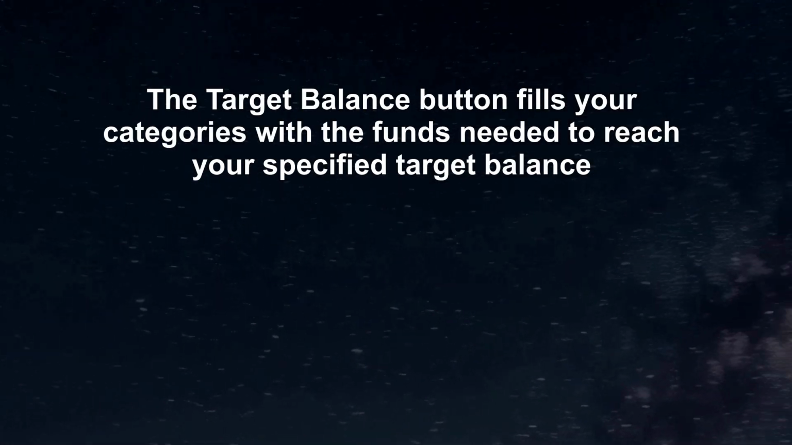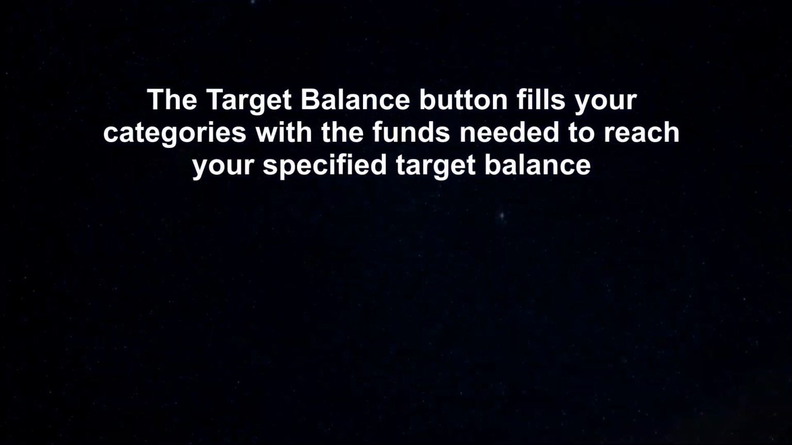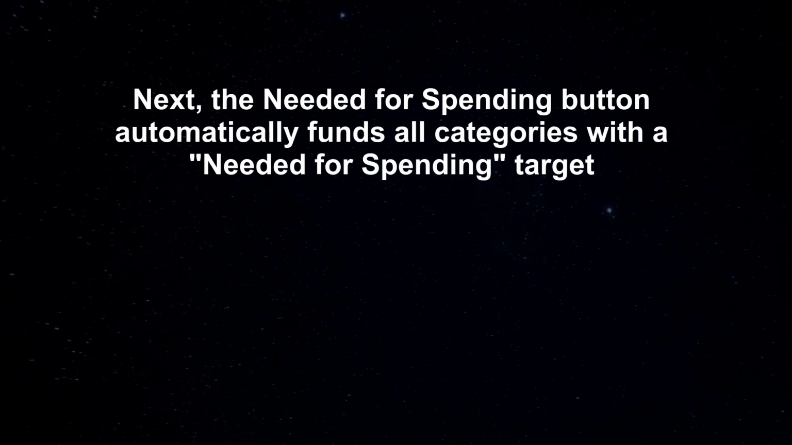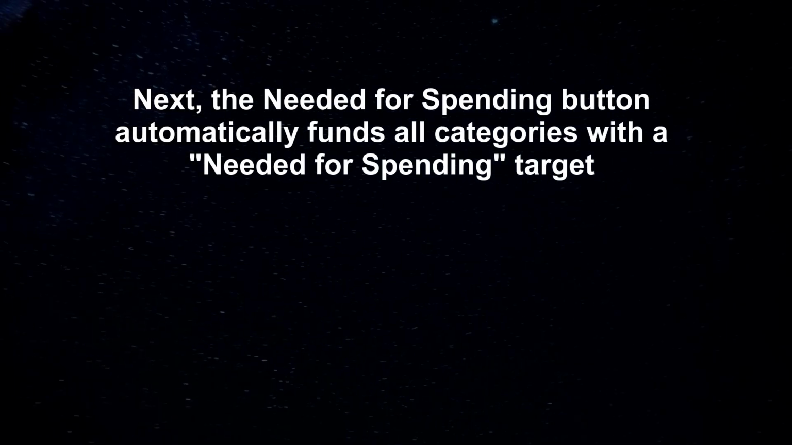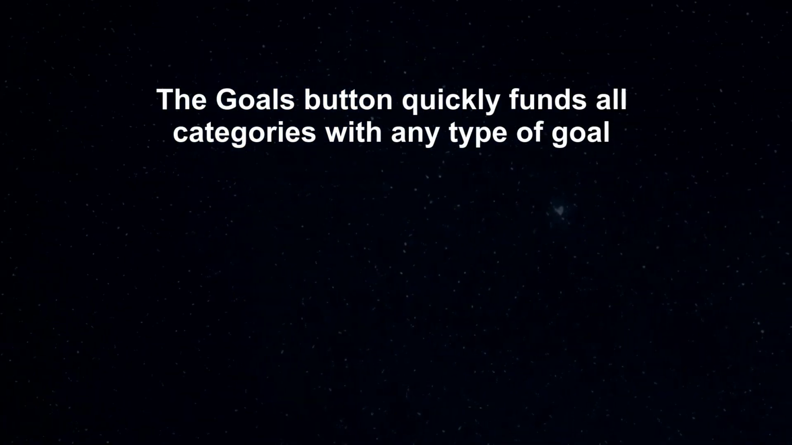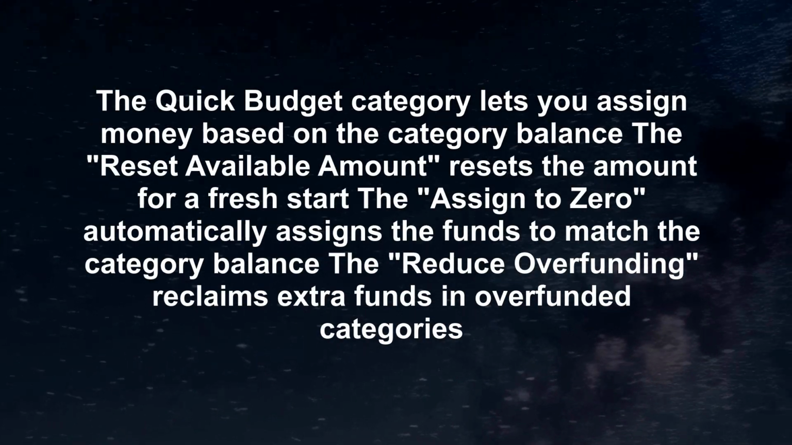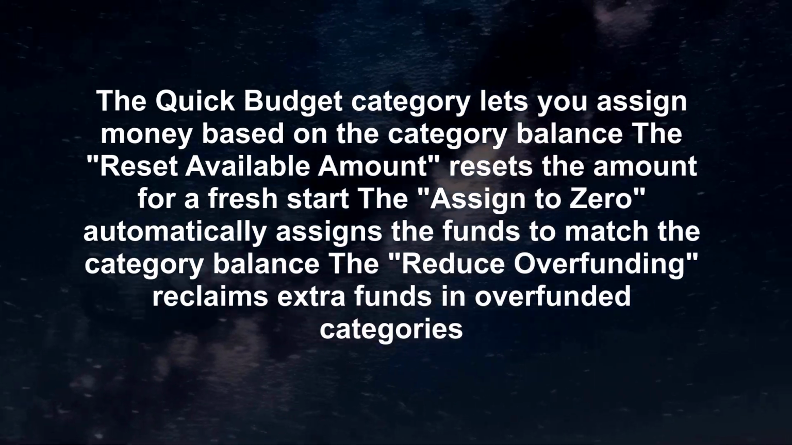The Target Balance button fills your categories with the funds needed to reach your specified target balance. Next, the Needed for Spending button automatically funds all categories with a Needed for Spending target. The Goals button quickly funds all categories with any type of goal. The Quick Budget category lets you assign money based on the category balance.